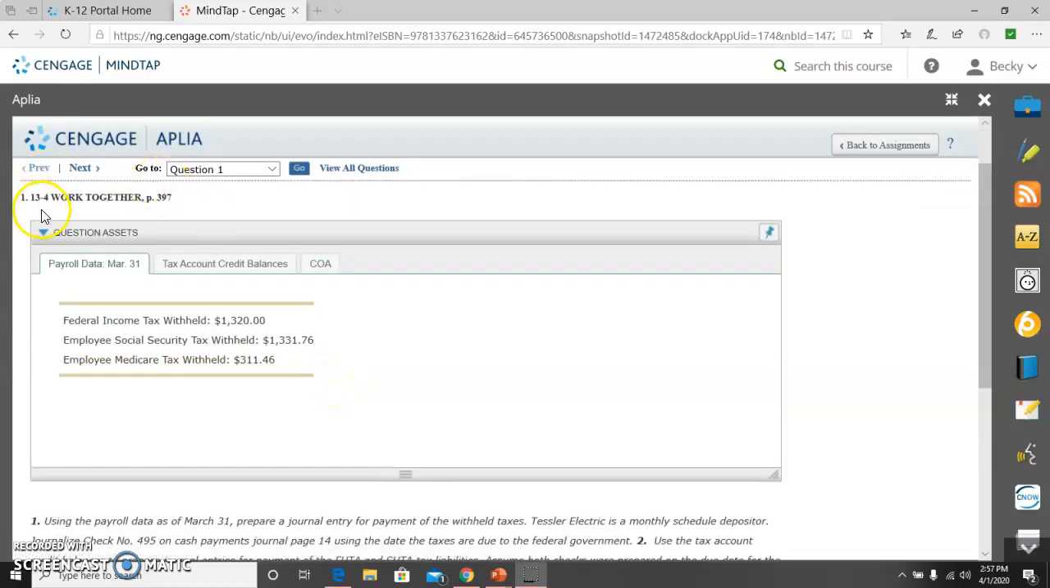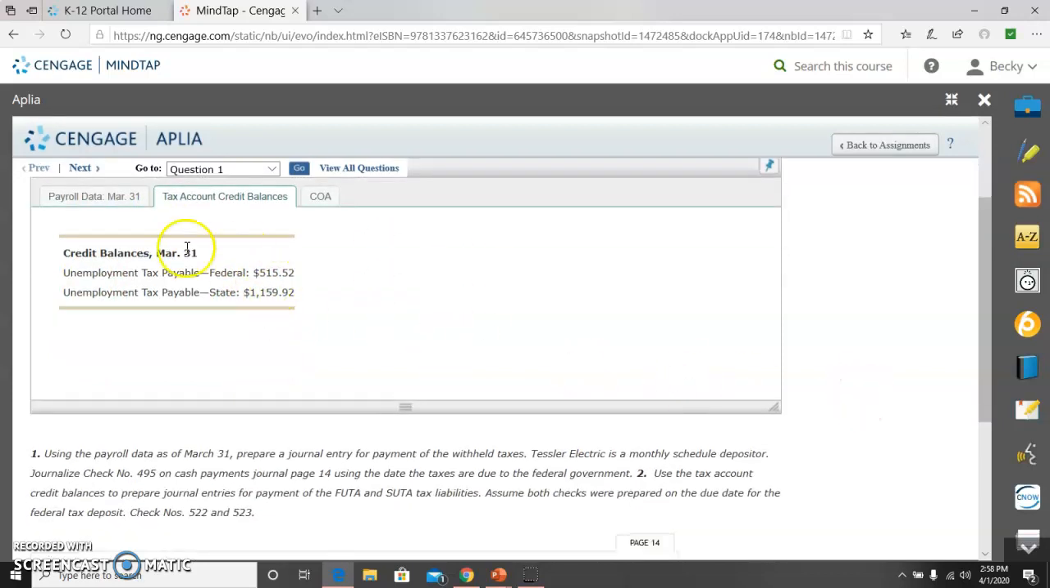All right, let's complete the 13-4 work together problem, which is on page 397 of your textbook. I want to draw your attention to these two tabs that we have. This is the payroll register information and the amounts that were withheld from the employee's check for all three items. Keep in mind then that the employer, when they do payroll taxes, also has to do the Social Security and Medicare for the same amounts. And then on this tab you have what the balances are in the general ledger for FUTA and SUTA. So those are the things that were given to you.